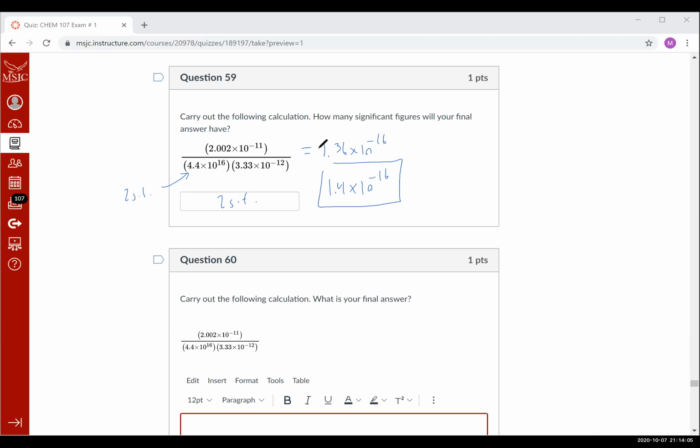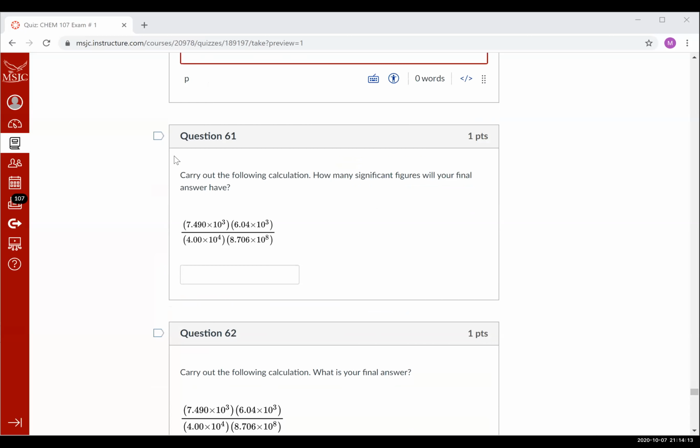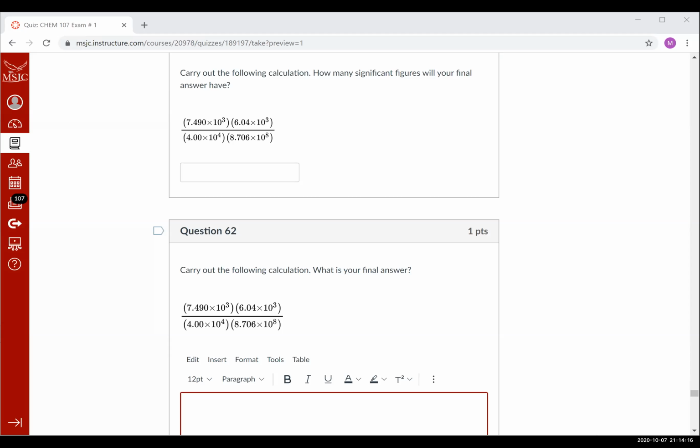Perfect. So let's keep going with this. We answered 50, 59, and 60. Looking at 61, again we're dealing with multiplication and division, and the least number of sig figs is 3 sig figs. So punching this into our calculator, we get as a total 1.299 times 10 to the negative 6 that we round to 1.30 times 10 to the negative 6.